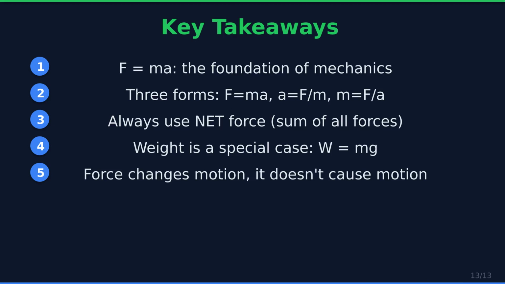One more example. An unknown object accelerates at 8 meters per second squared when 40 newtons is applied. What's its mass? Using m equals F divided by a, that's 40 divided by 8, which equals 5 kilograms. Scientists actually use this technique in real experiments to measure mass by measuring force and acceleration.